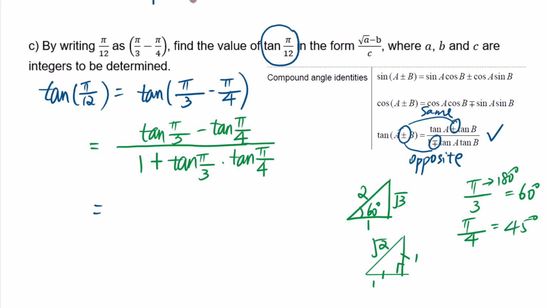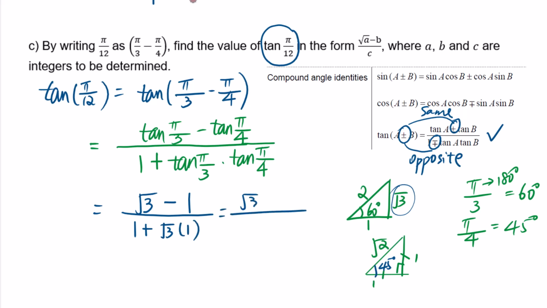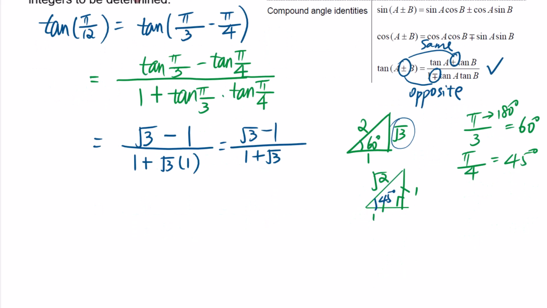Tangent 60 equals opposite over adjacent, which is square root of 3, minus tangent of pi over 4, which equals 1. Then the denominator is 1 plus square root of 3 times 1. Simplify: square root of 3 minus 1 over 1 plus square root of 3. Let's simplify.